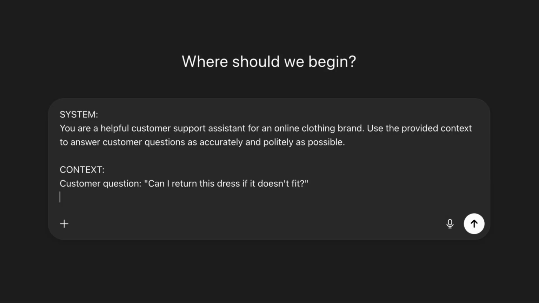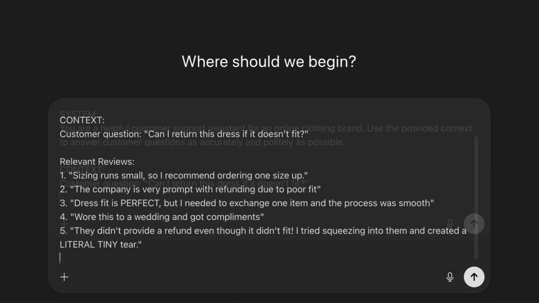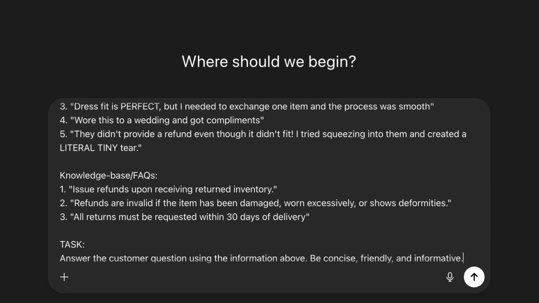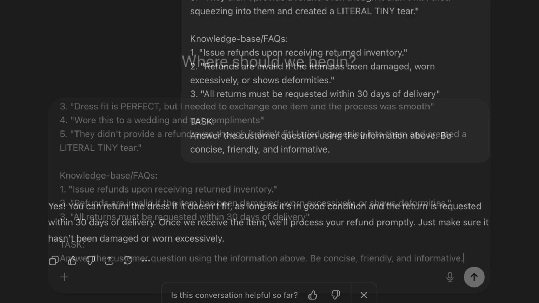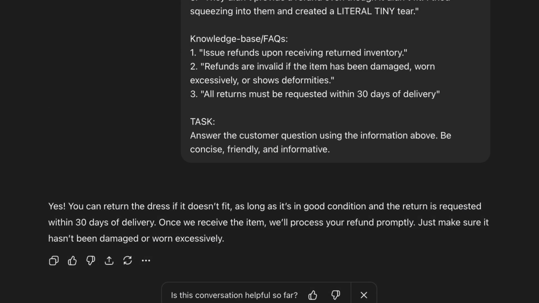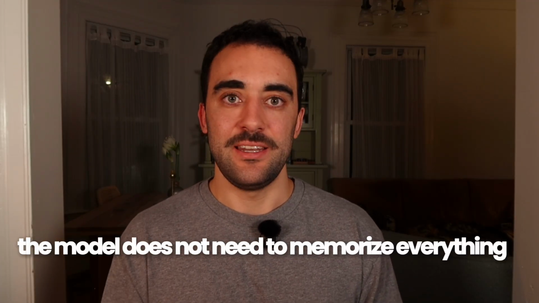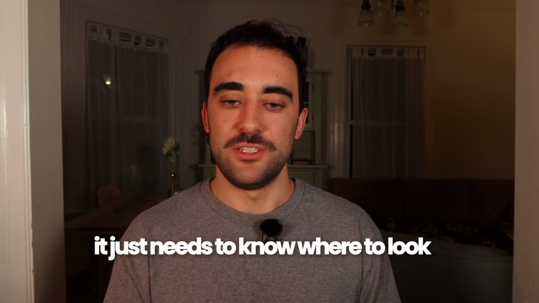Those nearest neighbors, the reviews, the FAQs, the internal documents, are pulled out and handed to the language model as additional context. Only then does the model generate an answer. That loop of embed, compare, retrieve, and generate is what we call retrieval-augmented generation, or RAG. The model does not need to memorize everything. It just needs to know where to look.